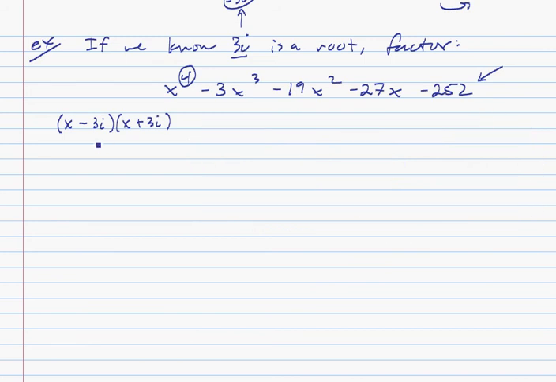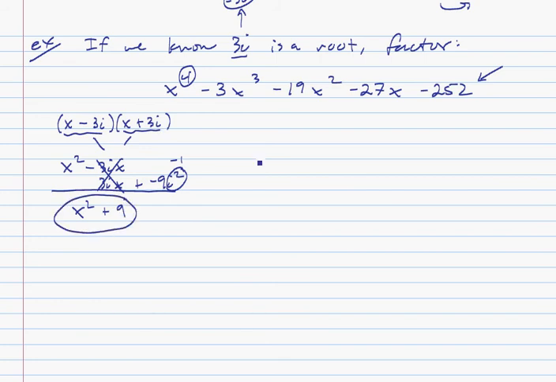What we can do is actually multiply these together. So we have x squared minus 3ix and 3ix plus negative 9i squared. What that comes out to be is x squared, and this is a negative 1, so that just turns into a positive 9. Now instead of dividing each linear factor out one by one, what we can do is divide out our quadratic factor all at once, and that would be the same as dividing out both of these separately.